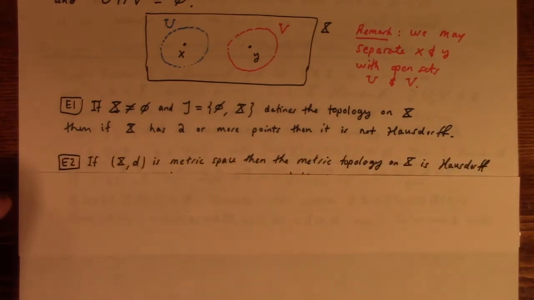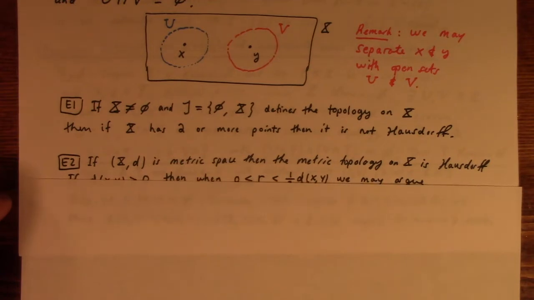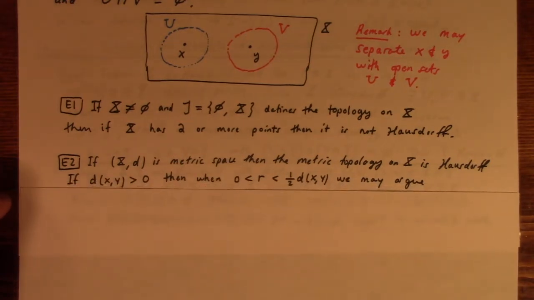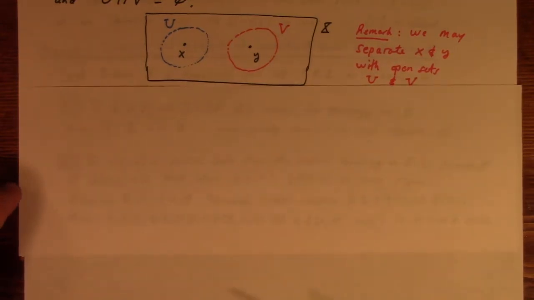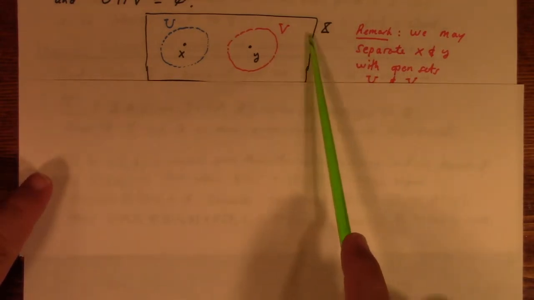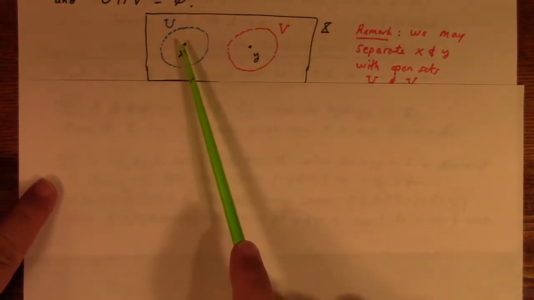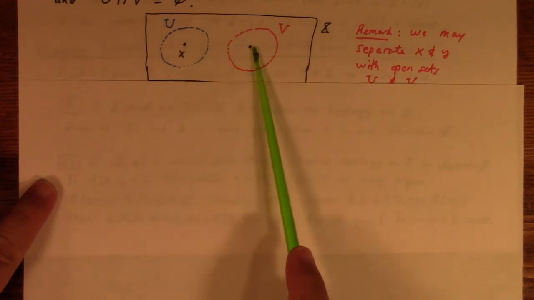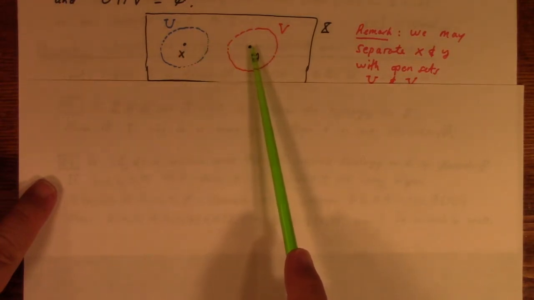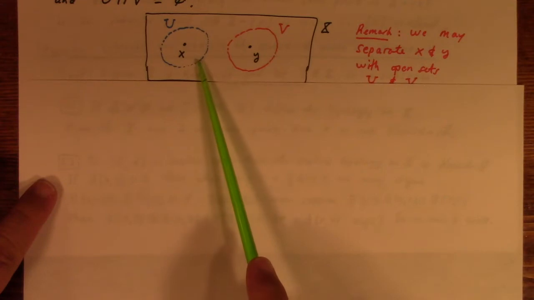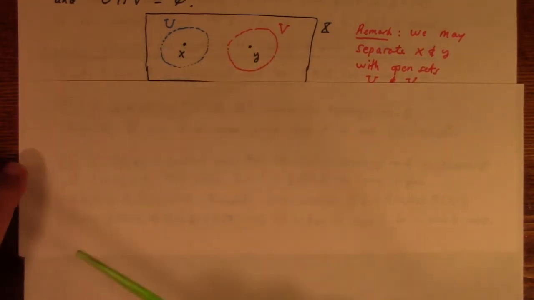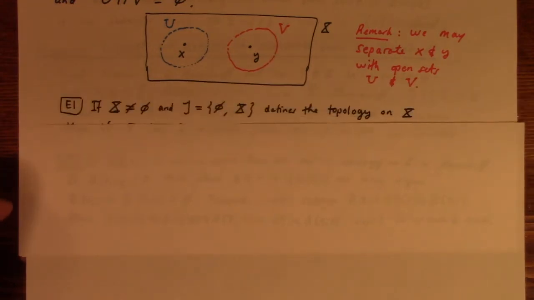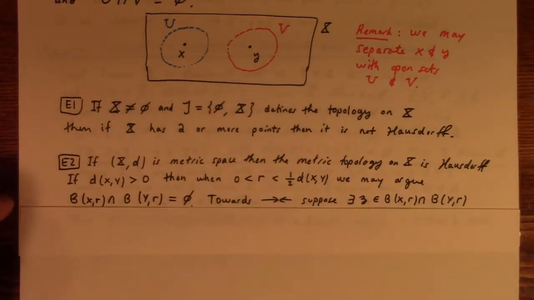On the other hand, if you have a metric space and you look at the metric topology on X, that is Hausdorff. Let's see why. If you think about that picture up there and think of this as a metric space, you can already see why. If you take the distance from x to y, whatever that is, and use a ball of radius less than half of that distance, then it's going to work. You can geometrically anticipate the proof down here. So let's look at it.